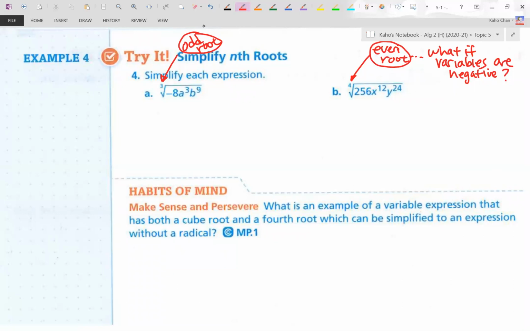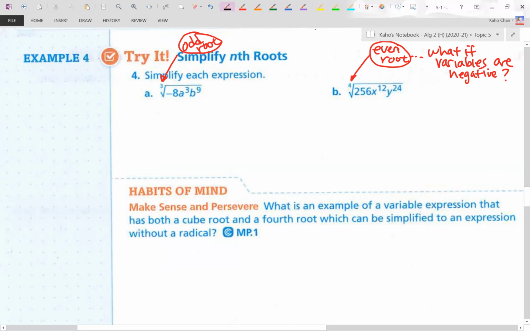All right. So 4a, we're looking for the cube root, meaning we need 3 of something to come out as a single copy of itself. What you can do is break down negative 8, a to the 3rd, b to the 9th individually. I just want to show you manually what that looks like, okay?